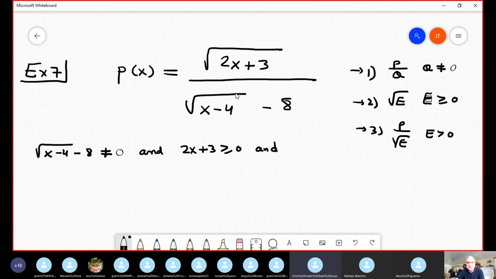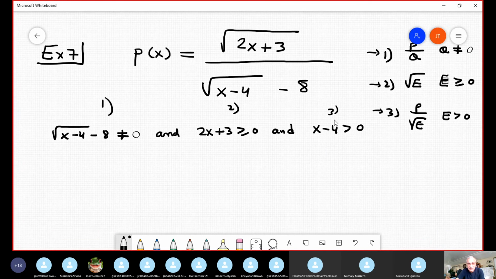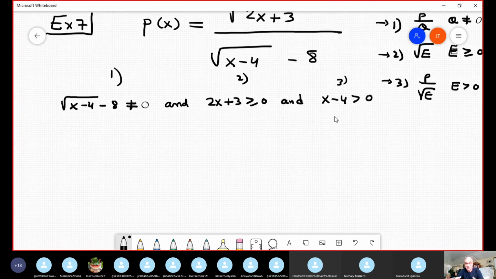And the radical in the denominator, minus 8, non-zero. Right. So basically, look, you apply restriction 1 here, you apply restriction 2 here, and restriction 3, because it's illegal here. Okay, this radical is okay. Let's solve it. It's not complicated, because you solve it separately. And also you intersect finally in the number line.